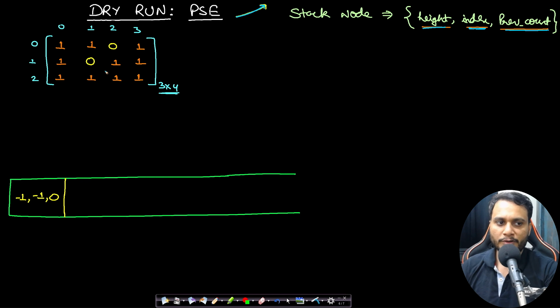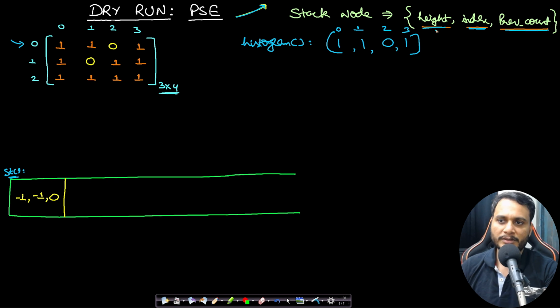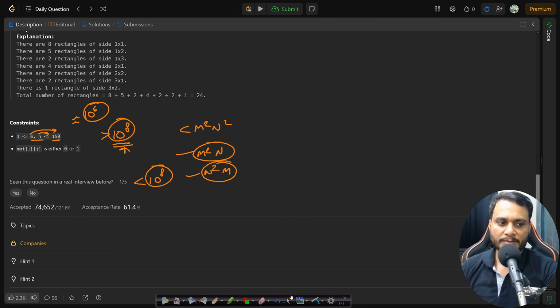Now let's solve it row by row. We will first go to the initial row and find the histogram state. Our histogram initially will be 1 1 0 1, because we have just seen one row. These are indices 0 1 2 3, and now our stack will just have a single dummy item where the height will be -1, because all the heights will be positive.